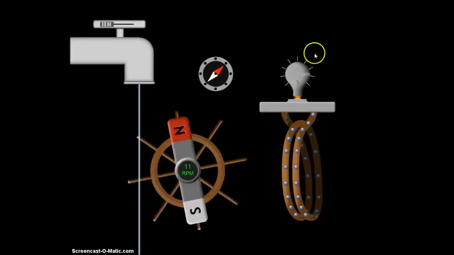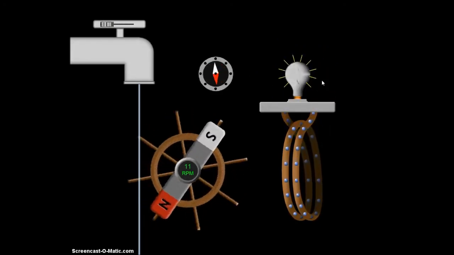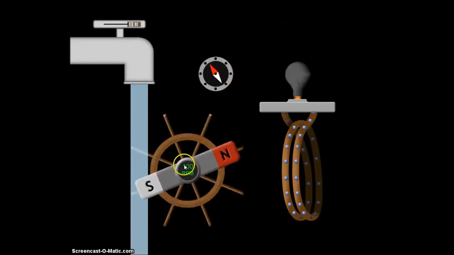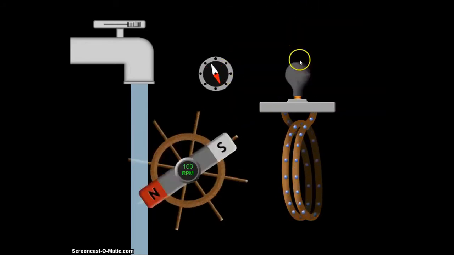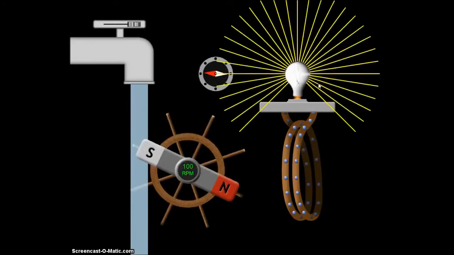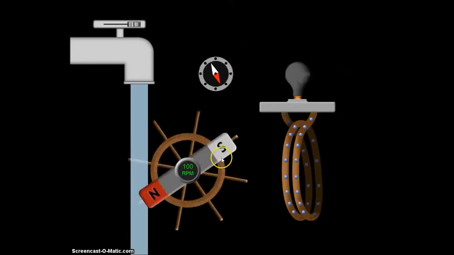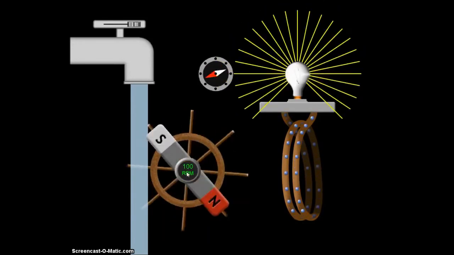So once again, you can see the light bulb is flashing, nothing very special. If we crank this up quite a bit, to 100 revolutions per minute, it's getting harder to see when it's off. Now, this is going at 100 RPMs.